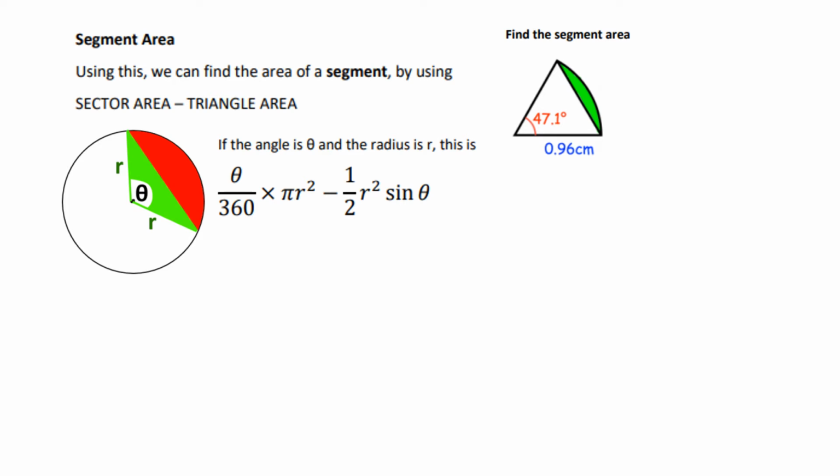So let's look at a little tiny triangle, only 0.96 radius, and let's find the area of the little green shaded segment. So I'm going to do this in 3 stages. I'll find the area of the sector, I will find the area of the triangle, and then I will do a subtraction to find the area of the segment.